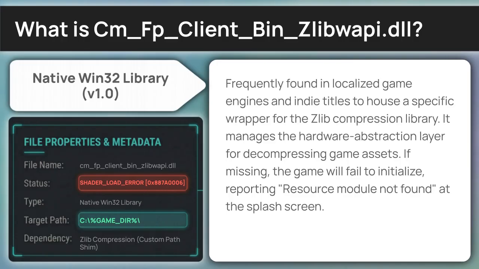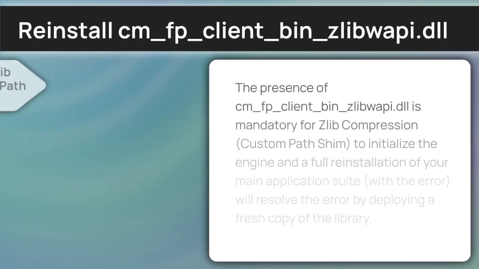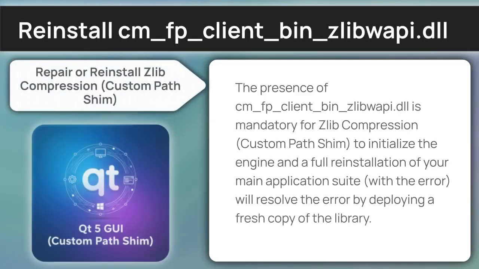Enough of the technical side. Let's get these files back onto your system. The presence of CMFP client Zlib Windows API DLL is mandatory for Zlib Compression and the custom Path Shim to initialize the engine. We'll resolve the error by deploying a fresh copy of the library.